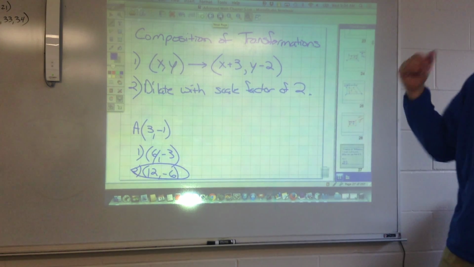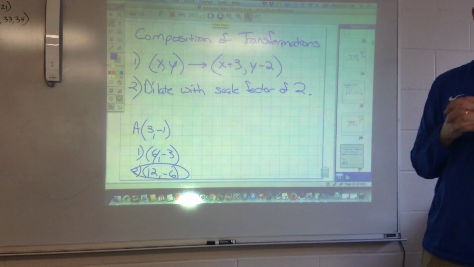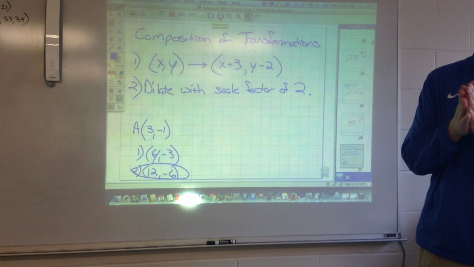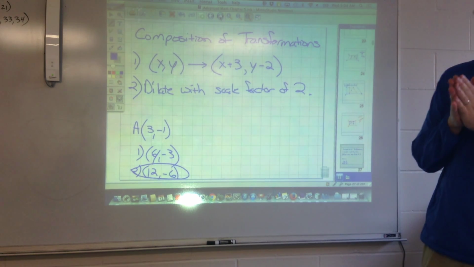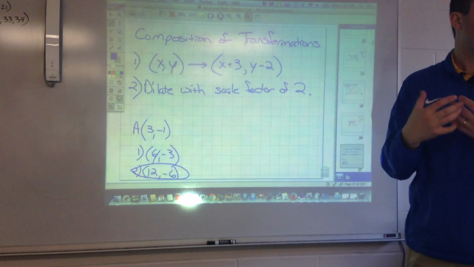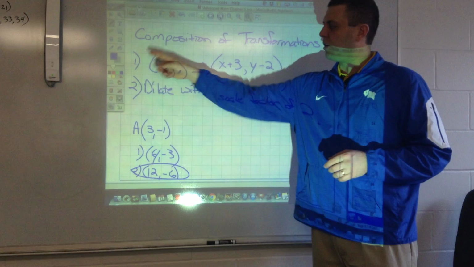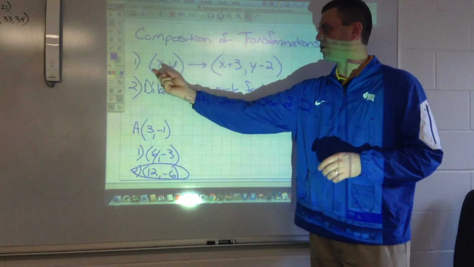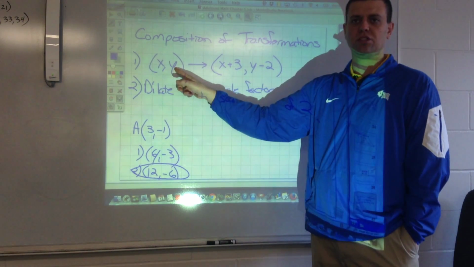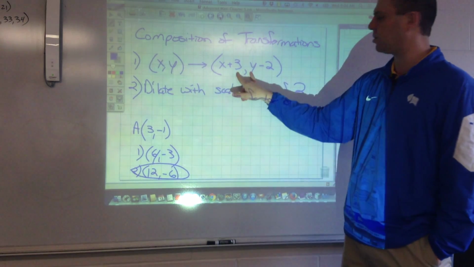Okay. The last thing we're going to do on this now is we're going to put some of these transformations together and do multiple transformations to a given point. All right? So it's called a composition of transformations. It's going to be more than one transformation. For instance, here are my two transformations. The first transformation says to take any coordinate on the coordinate plane and do this to it.